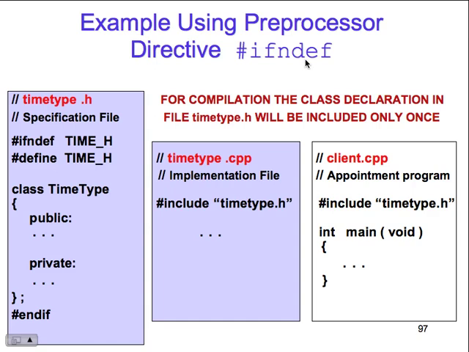Skip it, essentially. So for compilation of class declarations, file time type.h will be included only once, because in the client code and in the C++ code, we've included time type.h. So out here, we've said if not defined time type.h, define time type.h, and then leave it alone. It's already in the definition, so don't include it again.